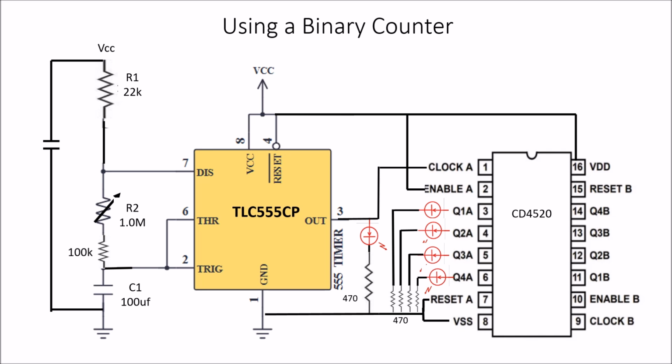So this is the circuit for a binary counter, and everything on the left, the timer circuit, is exactly the same, except it's putting its output into the binary counter, and there's four outputs on the left side of the counter and 4 outputs on the right side of the counter.